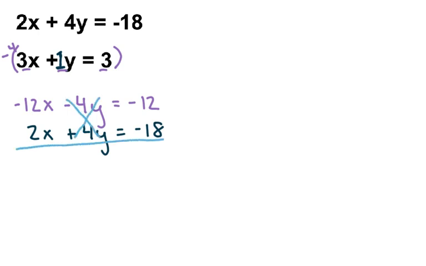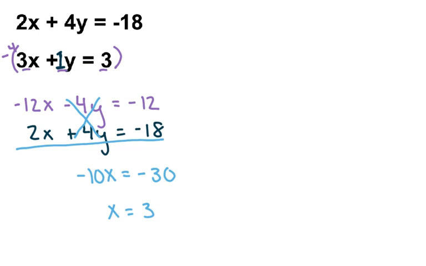So my y's will cancel this time. Negative 12 plus 2 would give me a negative 10x. Negative 12 plus negative 18 will give me a negative 30. And then we divide by negative 10. Do not forget to do the division of the negative, so that's going to make this a positive 3. So we found our x value. We need to go back and find the y.